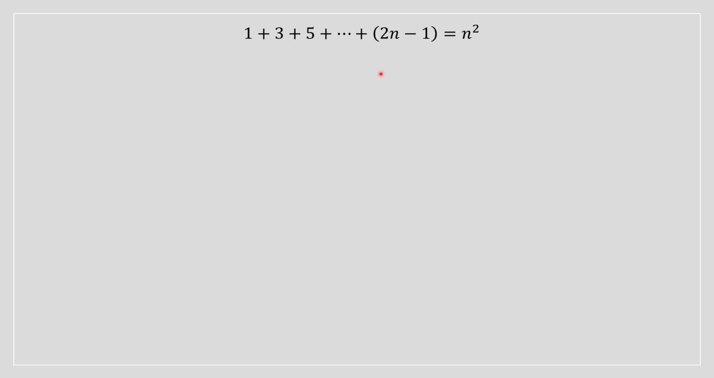In today's video, we're going to take a look at why the sum of the first n odd terms is equal to n squared. So this is a lovely proof, a very common proof in series, and we're going to take a look at it.